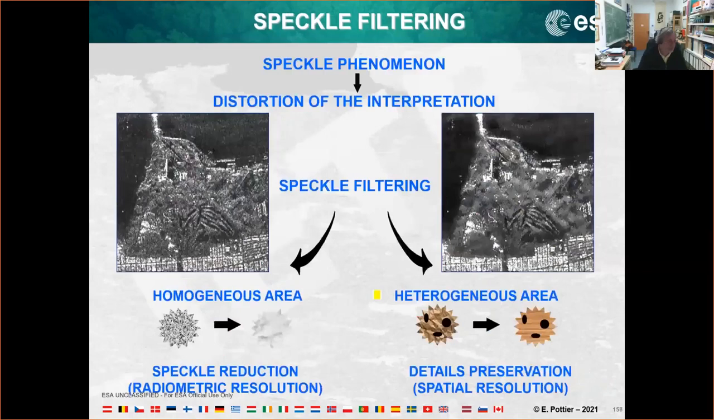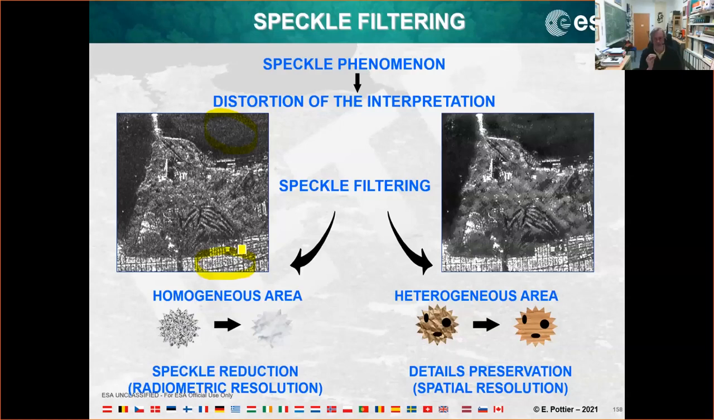So the conclusion is that if I want to develop a speckle filter, my speckle filter must be intelligent. What does it mean? In a homogeneous area, like for example here on the sea surface, where I know that the speckle is very important and can disturb my interpretation, my filter must reduce the effect of this noise. And if I am in a heterogeneous area, for example an urban area, where I have a lot of targets, which are the buildings, my filter must keep the information intact and must not filter, because in this area the speckle is not too important.